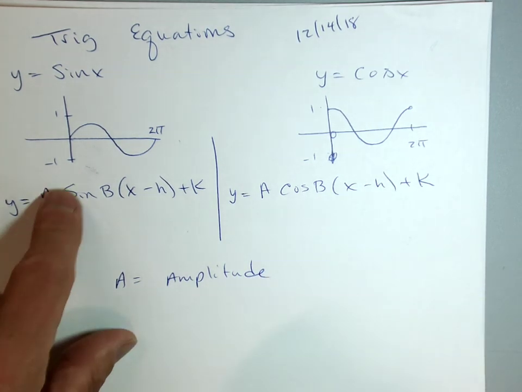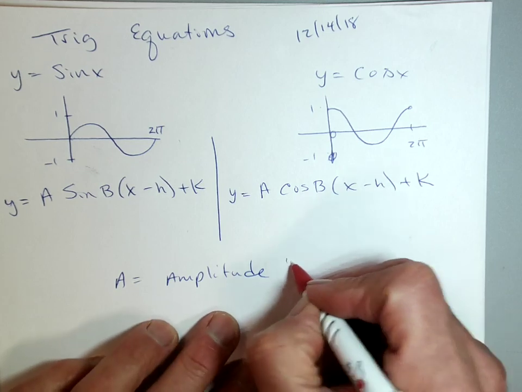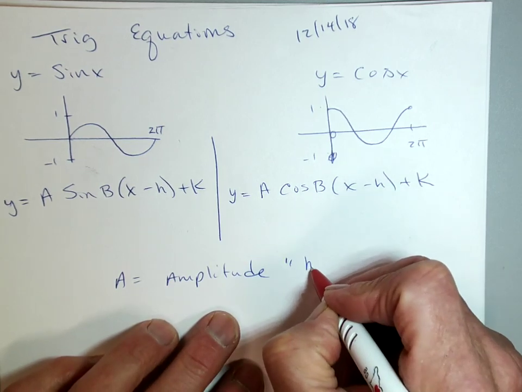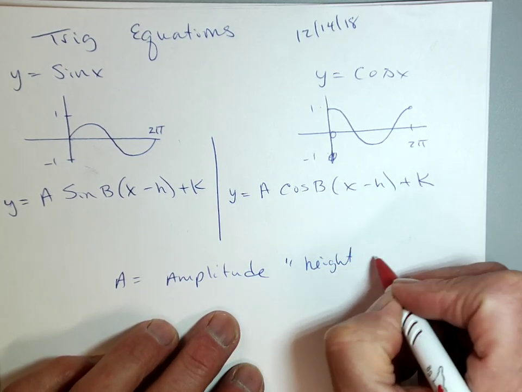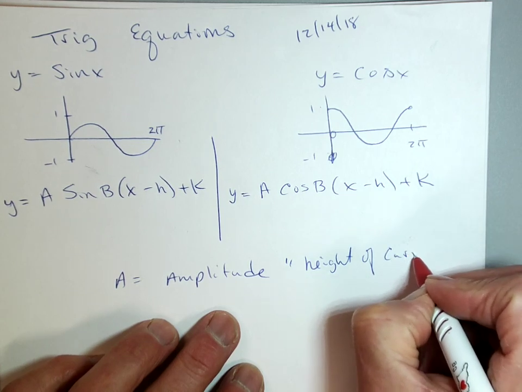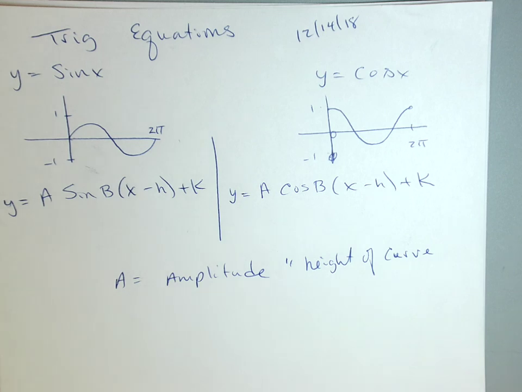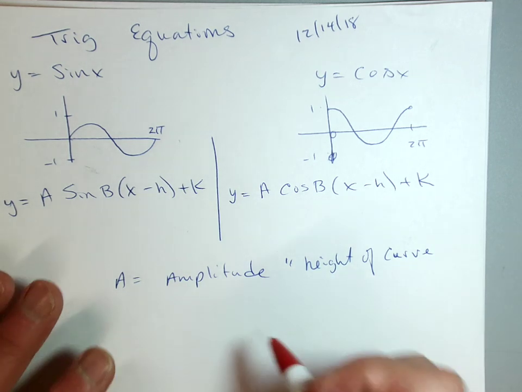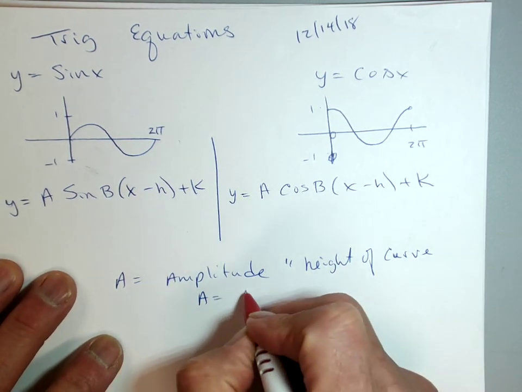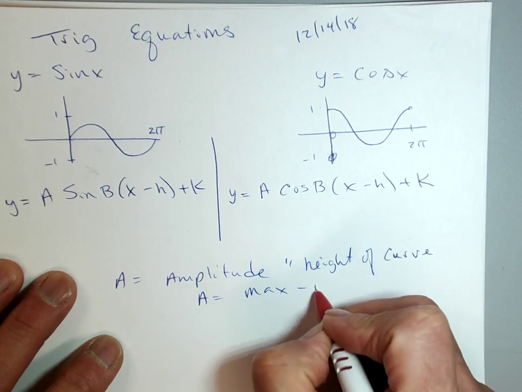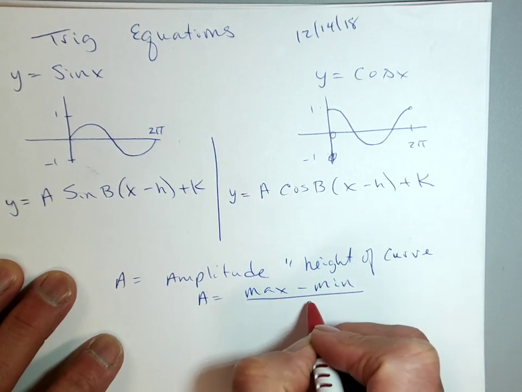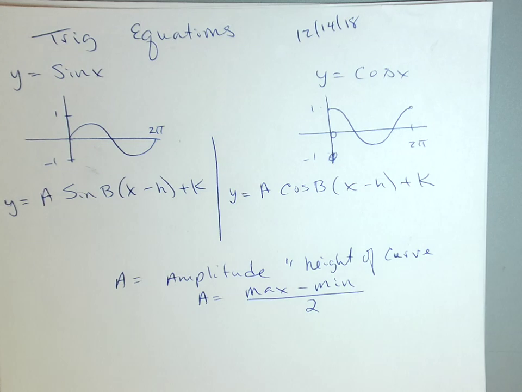Amplitude. That's the value here. Amplitude is the height of the curve. Now, if you can't figure out what the amplitude is, a lot of times you can just see it, how far up and how far down, right? If you still can't figure out what the amplitude is, the way to find the amplitude is just max minus the min divided by 2, okay? So if you can't quite figure out what the amplitude is, take the very highest value, subtract it from the very lowest value, and take the average, divided by 2, okay?